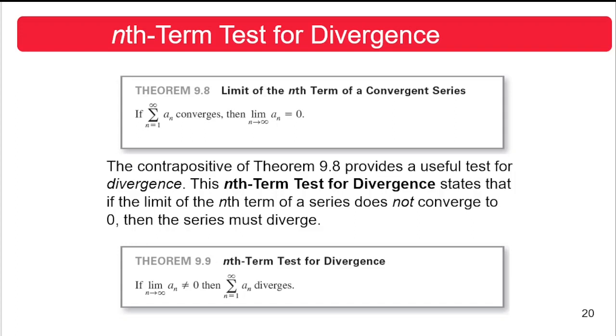The contrapositive of Theorem 9.8 provides a useful test for divergence. So this n-term test for divergence states that if the limit of the n-term of a series does not converge to 0, then the series must diverge. So, Theorem 9.9, which is entitled n-term test for divergence, states that if the limit of a sub n is not equal to 0 as n approaches infinity, then the summation of a sub n, where n is from 1 to infinity, diverges.